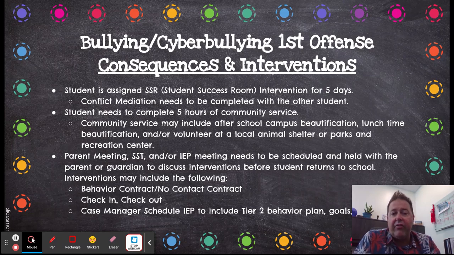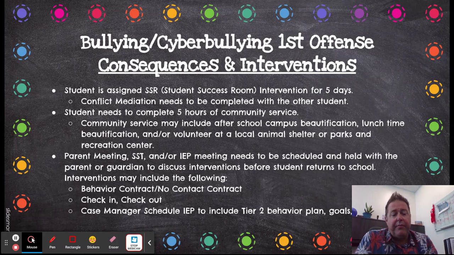Now, what happens if you are bullying or cyberbullying someone? You will be assigned SSR for 5 days. Conflict mediation would need to be completed with the person that you did the bullying to, so that the bullying does stop. The student would need to complete 5 hours of community service. That community service may include campus beautification or working with a local volunteer shelter, like an animal shelter, parks and rec center, or church. A parent meeting would also be held, because there would be a no contact contract set up between the bully and the victim. And we would also set in a check-in, check-out, and set some goals for you as well through that parent meeting.